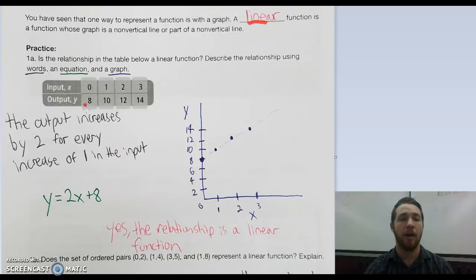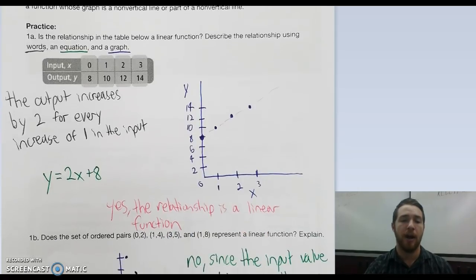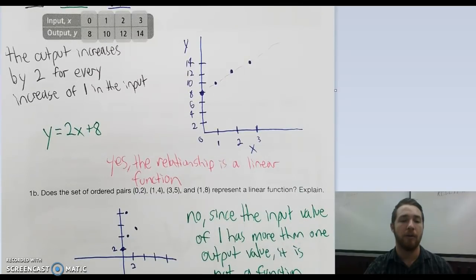So this time I don't have a table for it, but I do have some values. And if I look at that set, (0, 2), (1, 4), (3, 5), (1, 8), if I want to see if that's a linear function, you could put it in a graph. So if I graph out what those points look like, it would look something like this. And if I'm trying to explain if that's a linear function, first of all, it's not linear because this doesn't look like it's forming any kind of line that we can use.